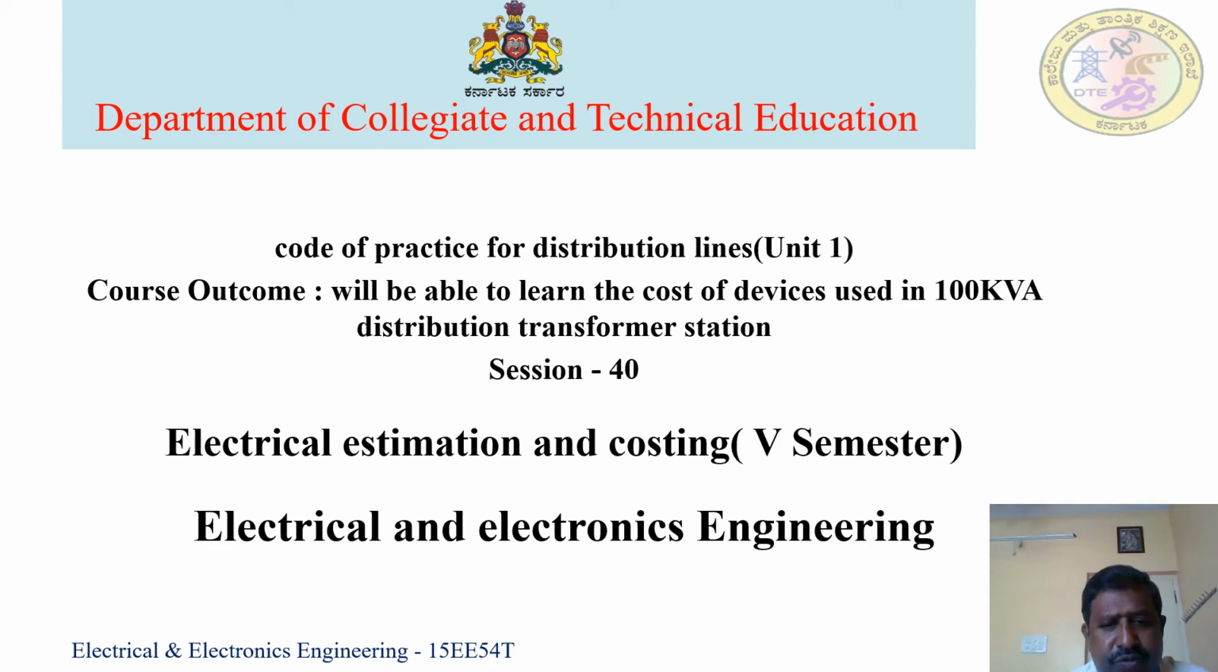I'm going to take class for the Diploma Electrical and Electronics branch students. The subject is Electrical Estimation and Costing. The subject code is 15EE54T and the topic is the devices used in 100 kVA distribution transformer station and their approximate cost.